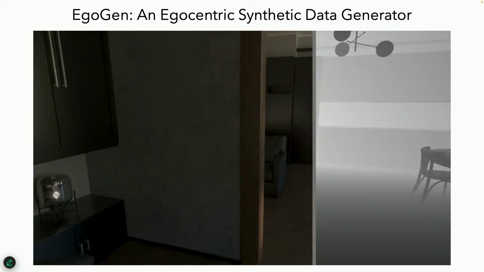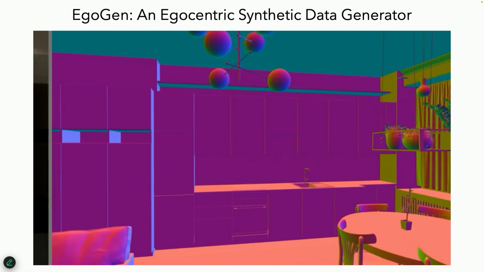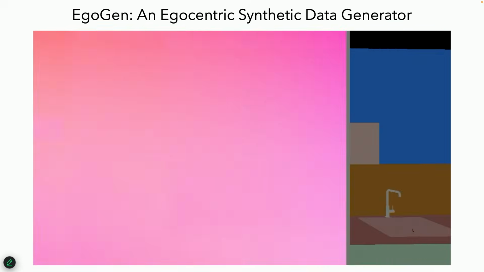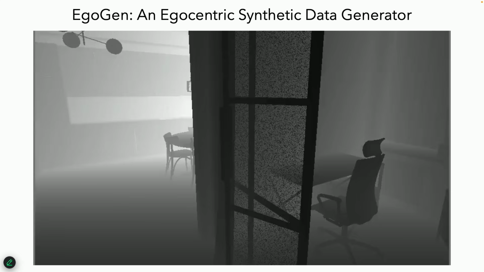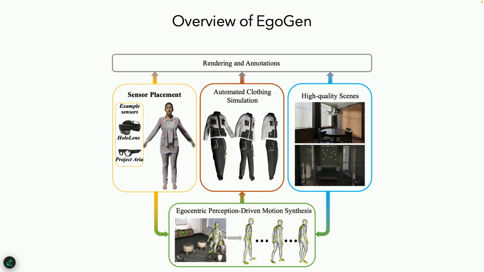And if you think about this egocentric synthetic data generator, right? So we have lots of synthetic environments. We have, for example, different graphics assets. Or we also have virtual humans for body models, for example, SMPL.